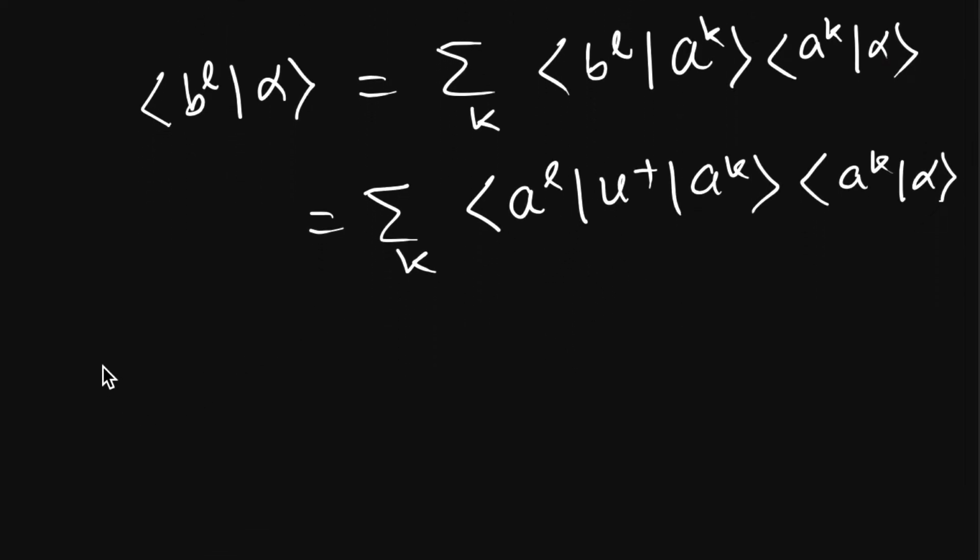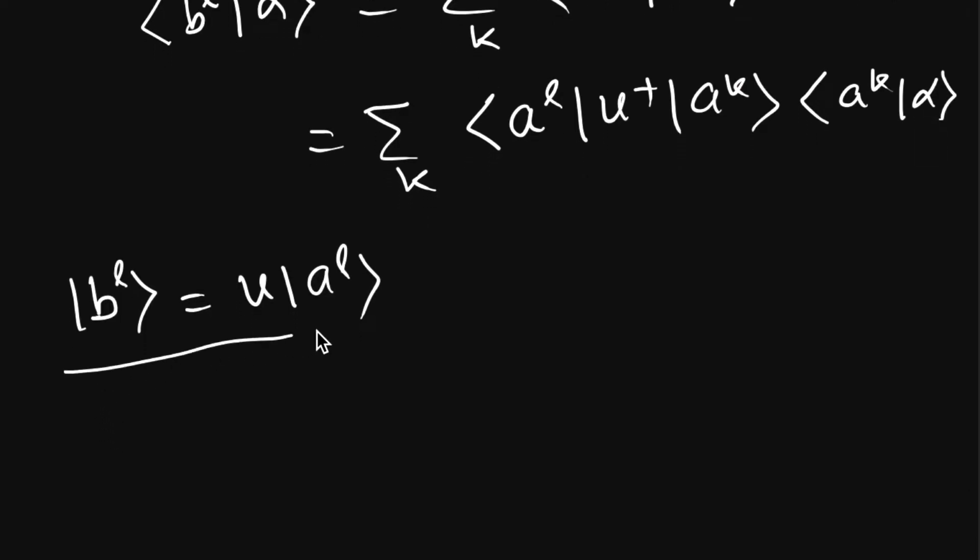How do we get this? We know that bl equals U al, and its dual correspondence will be bl equals al U dagger.